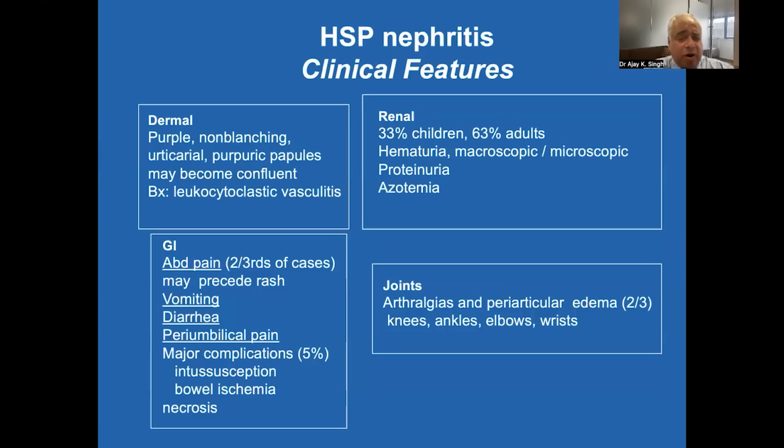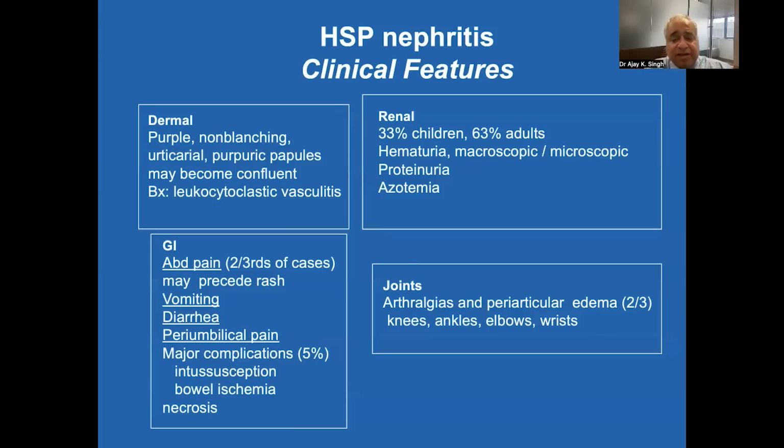Major complications are quite rare. Intussusception and bowel ischemia and necrosis are quite rare. The renal manifestations are much more common in adults than in children. Only 1/3 of children have renal manifestations. 2/3 of adults who present with HSP have renal manifestations, and this includes hematuria with dysmorphic red cells, macroscopic or microscopic hematuria, of course proteinuria, and abnormal kidney function.